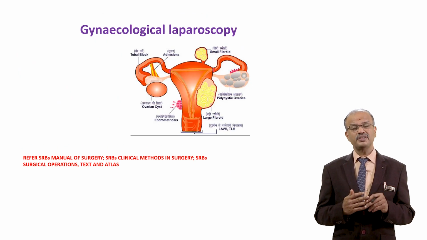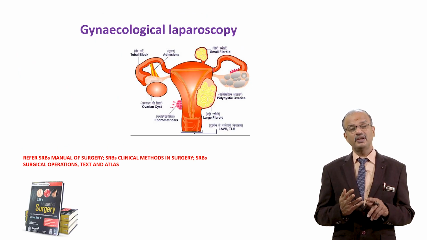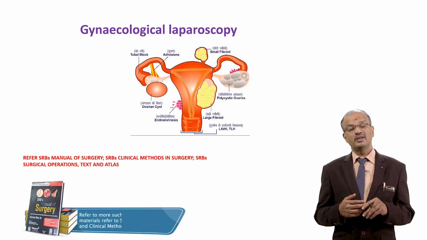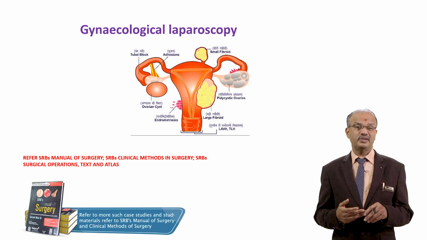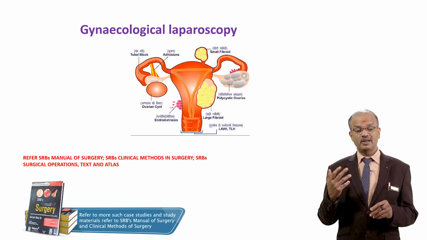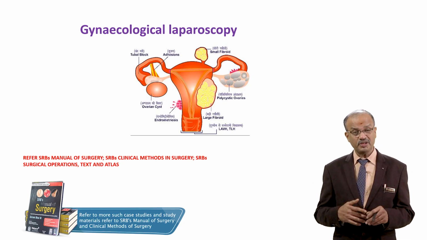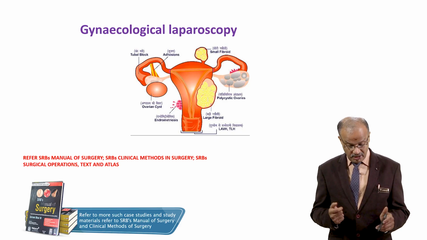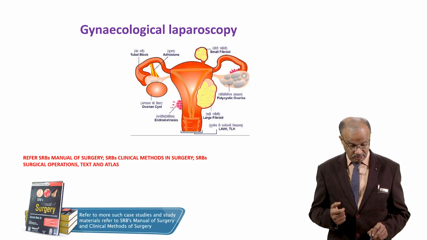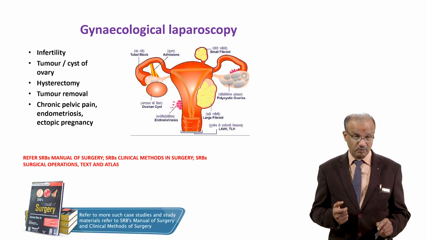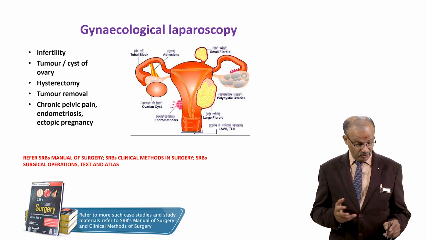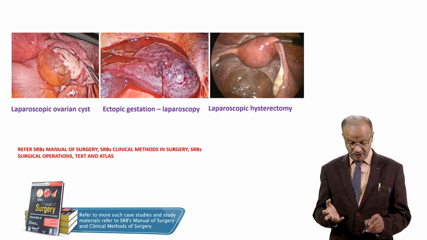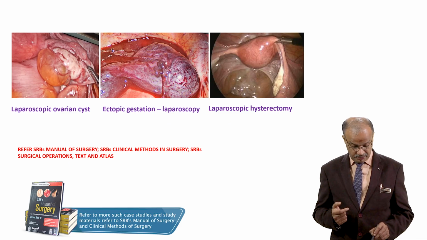So many gynecology conditions are done through laparoscopy. Ectopic pregnancy, myomectomy, hysterectomy, oophorectomy, laparoscopic malignant surgeries, everything can be done. RPLND, retroperitoneal lymph node dissection. So laparoscopy has taken a lot of procedures from gynecology. Remember, infertility management, hysterectomy, tumor removal, chronic pain, ectopic pregnancy, everything. So ovarian cyst, see that ectopic gestation, hysterectomy, how exactly to do.